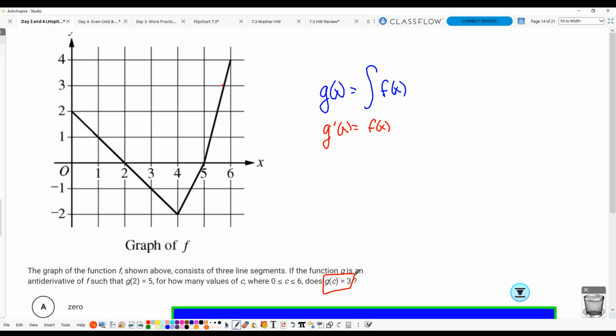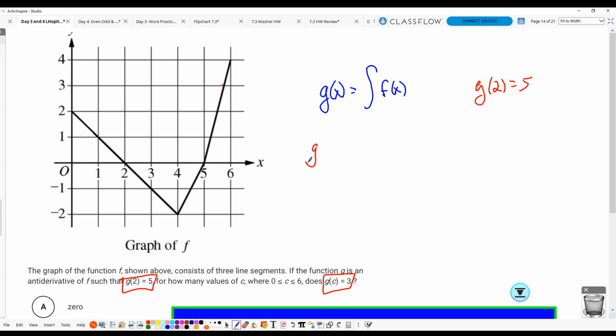So G of C is equal to... They gave us this information too. G of 2 equals 5. So if you write it as the integral from C at the top to the bottom... The problem gave you one anchor point, when x is 2. There's a formula for this.